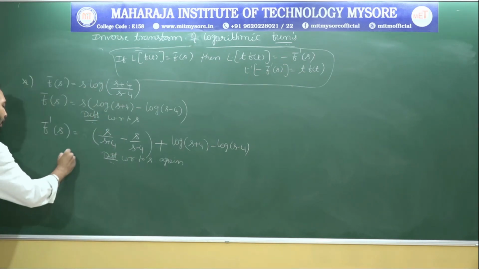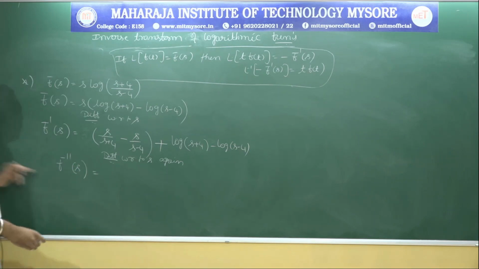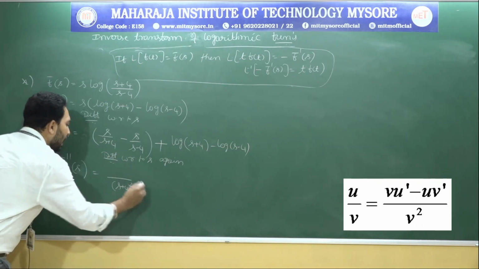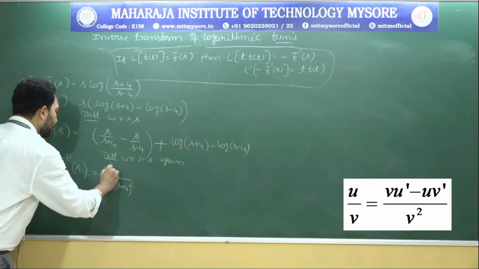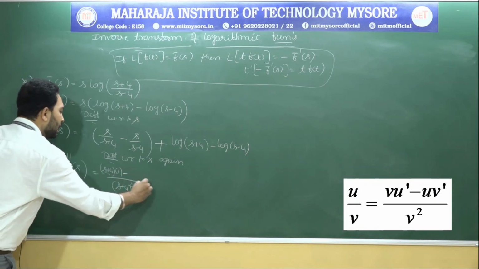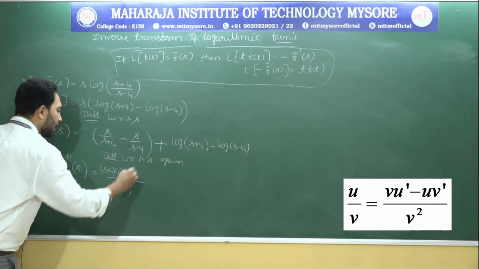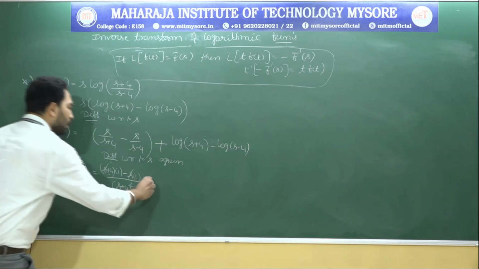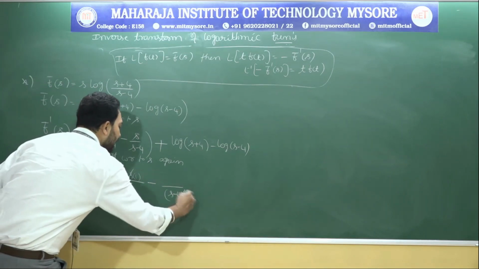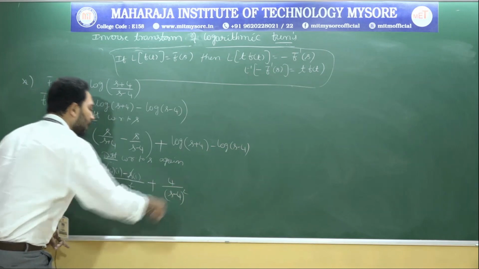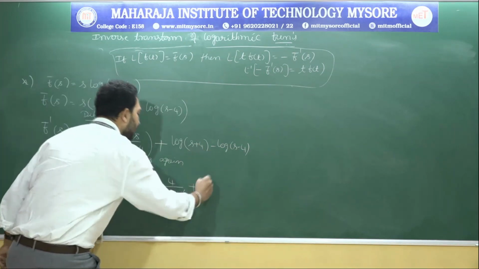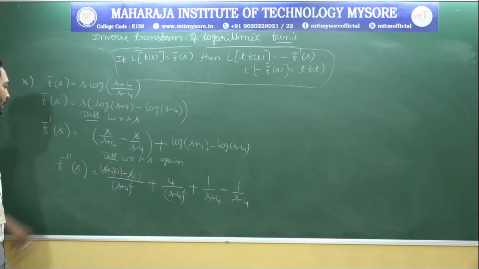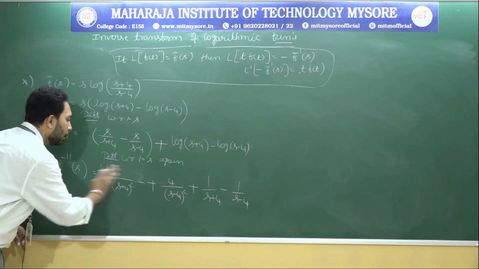We will get f bar double dash of s equals, by the u by v method, denominator square into differentiation of numerator minus numerator into differentiation of denominator, which is 1. S will get cancelled. It is 4 divided by s plus 4 whole square minus, similarly this will be s minus 4 whole square into minus 4, that is plus 4, plus differentiation of this, 1 over s plus 4 minus 1 over s minus 4.